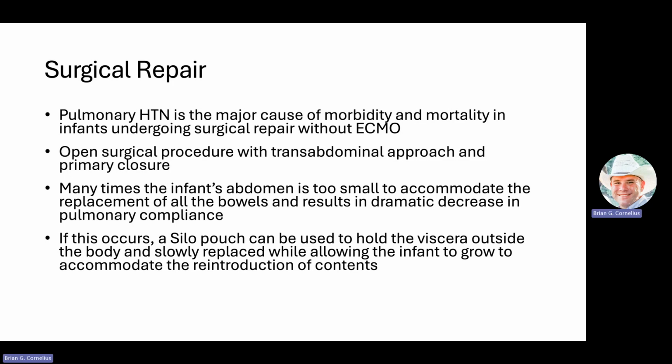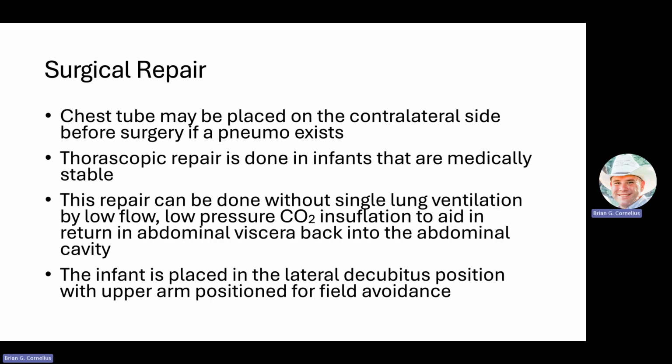So when that happens, you basically have to do a staged repair. Unable to put all the gastric contents back into the abdomen, we'll utilize a silo, a silo-elastic pouch, which is basically like putting a cocoon over top of the viscera. And then we're slowly going to replace the gastric contents into the patient. You may also see that a chest tube is utilized on the contralateral side to help reduce intrathoracic pressure, because pneumothorax is pretty common.